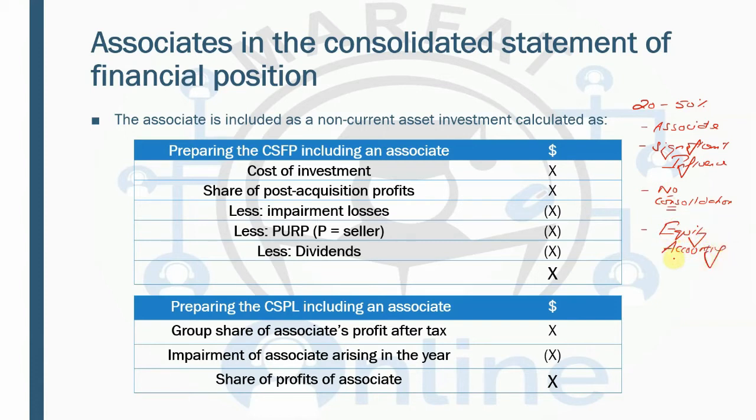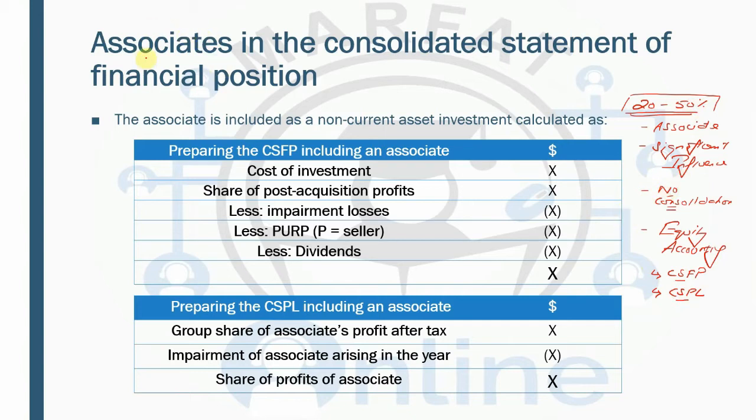Equity accounting means that one figure will be recorded in the consolidated statement of financial position and another figure will be recorded in the consolidated statement of profit or loss. And the concept of equity accounting applies where there is significant influence rather than control.